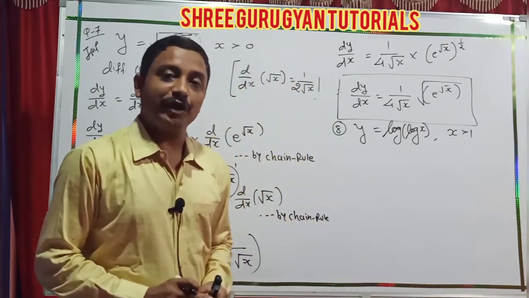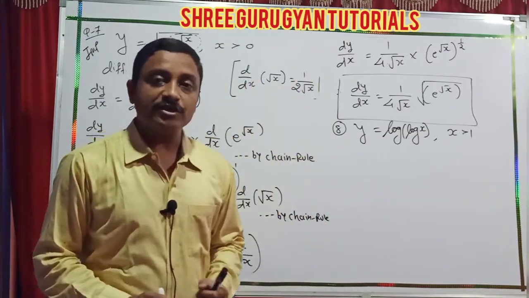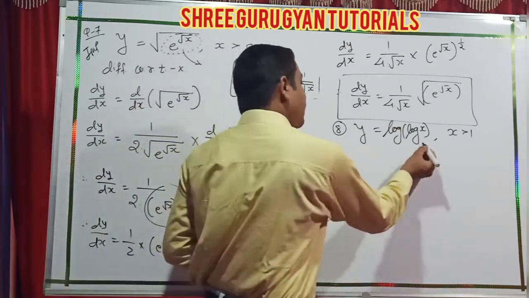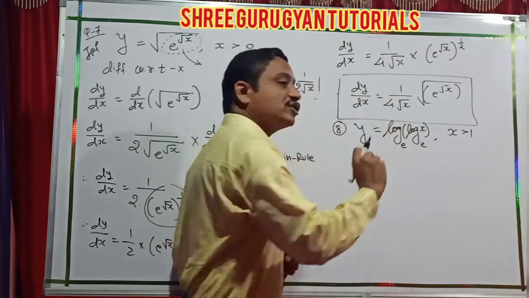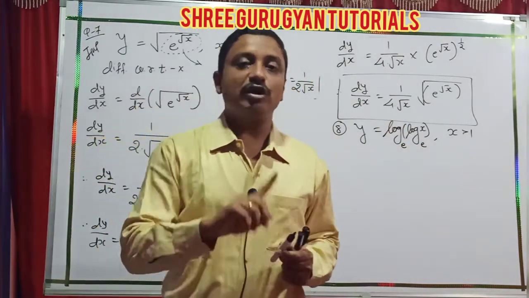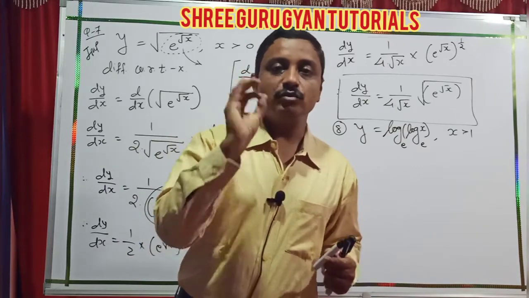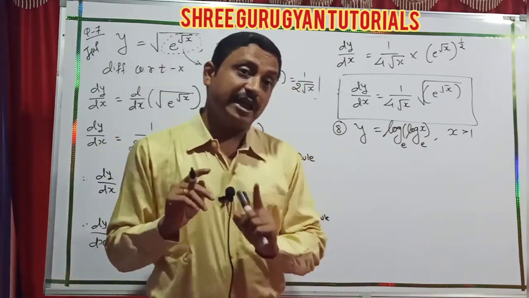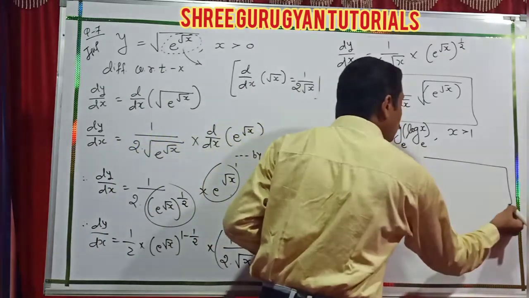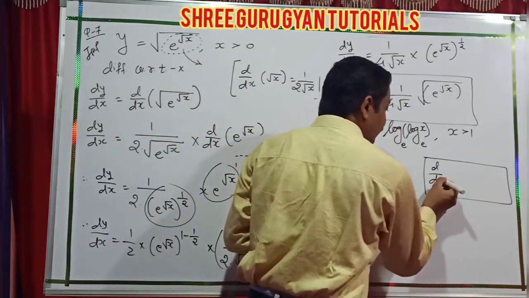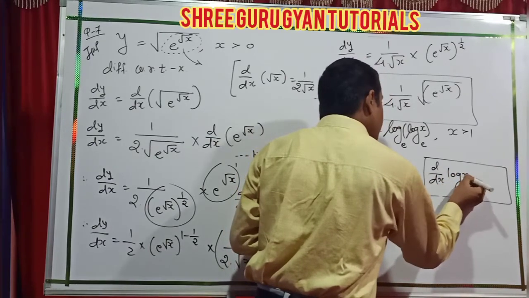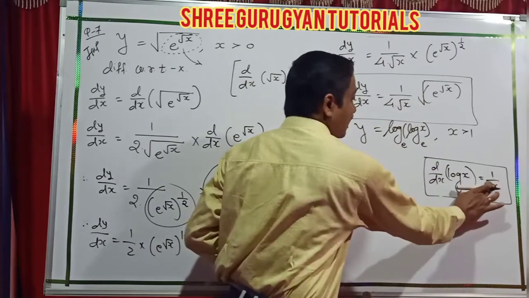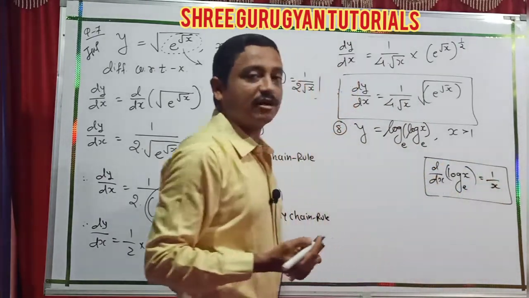Now students, I am going to question number 8. y is equal to log of log x. Condition given x more than 1. Here students, base e is necessary. If the base is not given in the question, you just take it as base e. If the base is e, then the derivative formula is valid. You know the formula d dx of log of x base e is 1 by x. Yes, that's the answer, 1 by x.